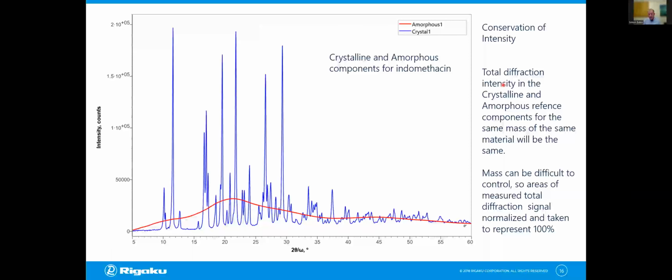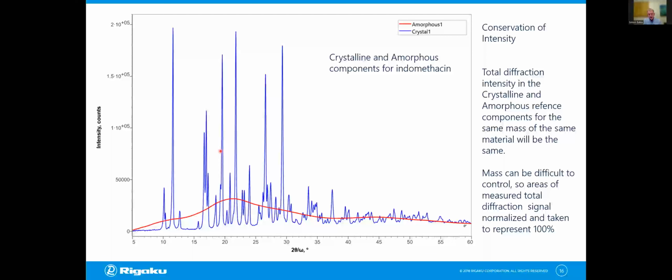And this is data collected on such a test. If you take indomethacin and you put it into a silicon low background holder, and you collect the data of the crystalline indomethacin here in blue, this is background subtracted in this case, and then you melt the sample in the holder and form a glassy material, or even you can do it while it's hot as a liquid. You can recollect the data again, and you'll get the amorphous form. And when you compare the total area after subtracting background, you'll find that they are essentially the same. So this is a practical demonstration of the conservation of intensity.